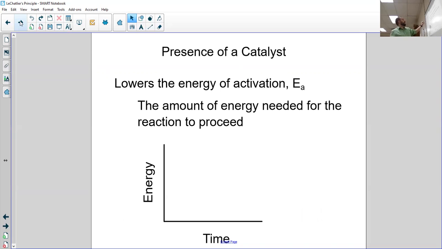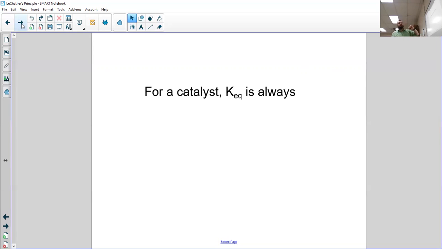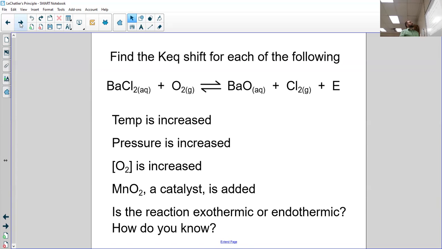So we have our energy and time diagram here, our reactants on the left, our products on the right. We have a change in energy there. In order to start, we need to get over this top hump on here. That's where we need to proceed the reaction. That, from our starting point to the top of that, is our energy of activation, our EA. Catalyst, when we add that in, is going to lower that curve, so our energy of activation is smaller. When we're using a catalyst, KEQ does not shift. There is no shift from that. It just speeds up the reaction.